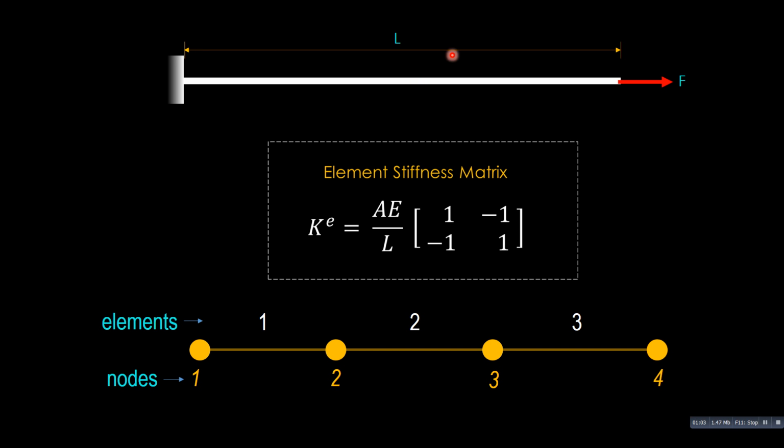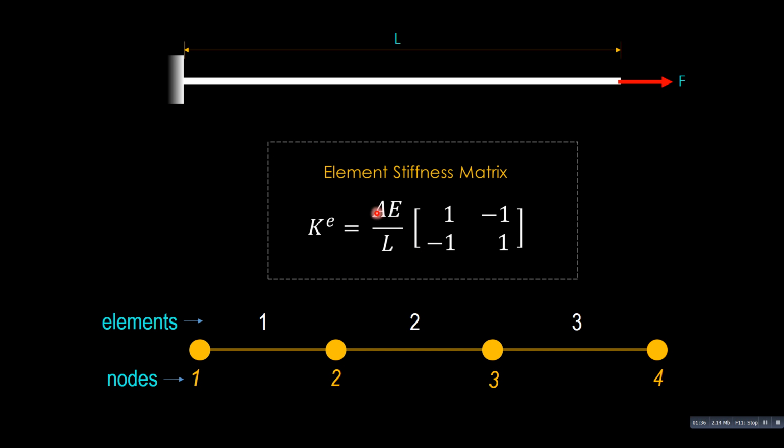L is the length of your bar, F is the load applied, and the element stiffness matrix for a bar element is defined something like this. This is obtained from the variational principle by minimizing the potential energy of the bar. If you don't know this, you can refer to a basic FEA book. It's not that hard.